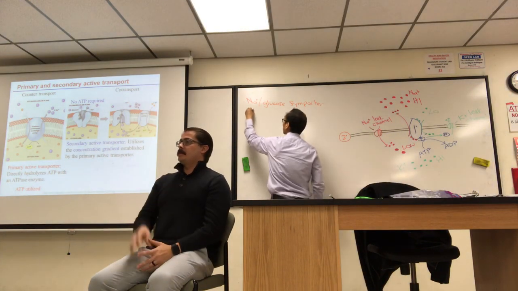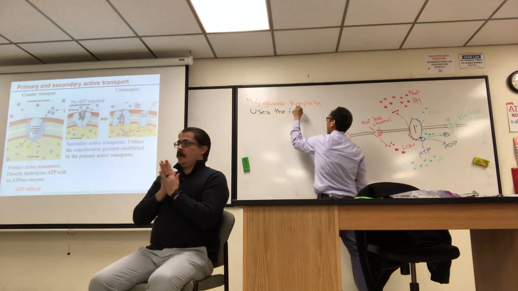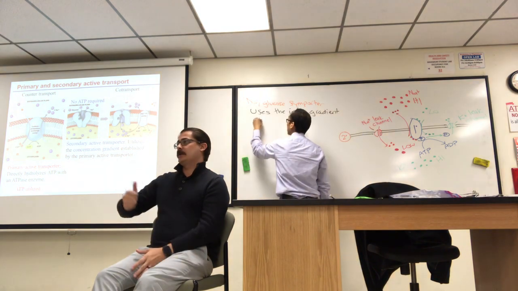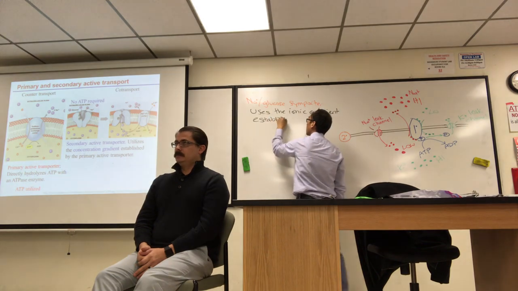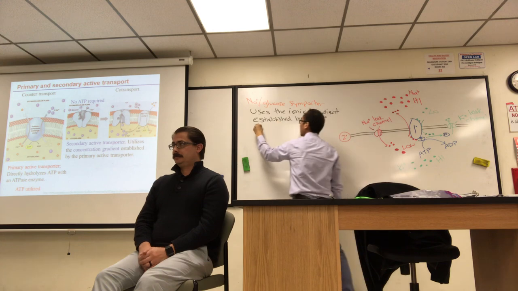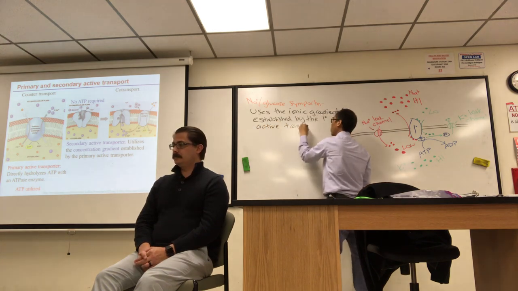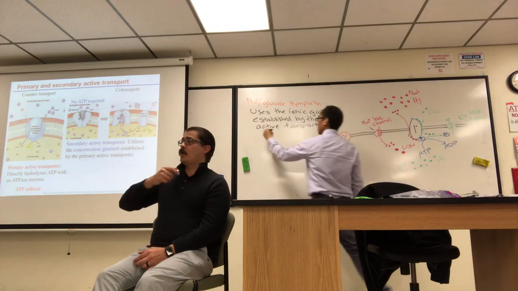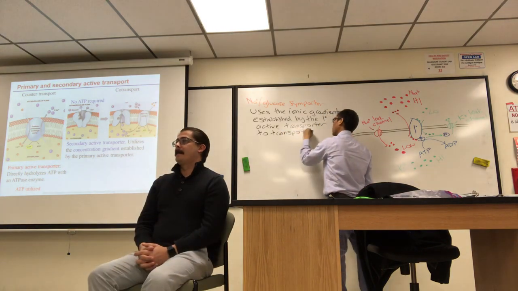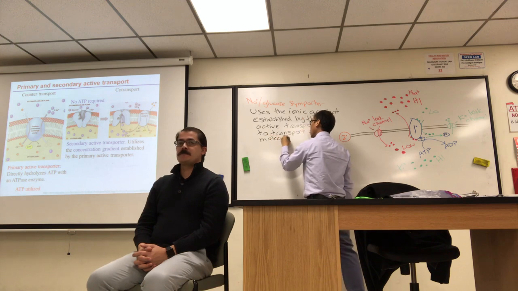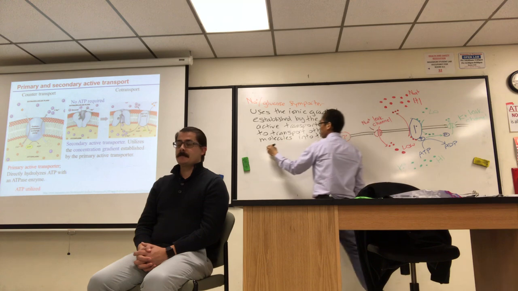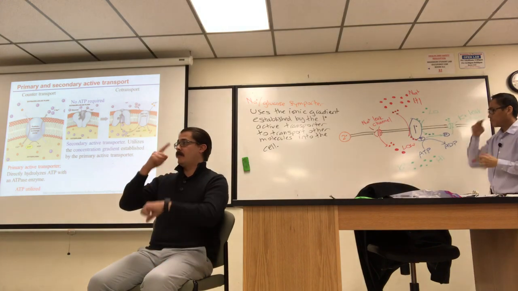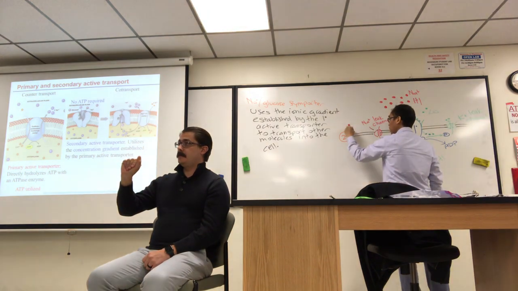So this molecule uses the ionic gradient established by the primary active transporter to transport other molecules into the cell. So because there's a gradient established for sodium, we'll just talk about that one. You can take sodium and just transport it in.